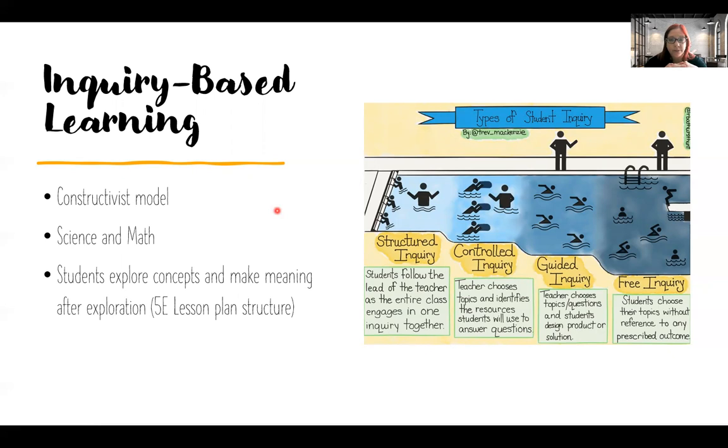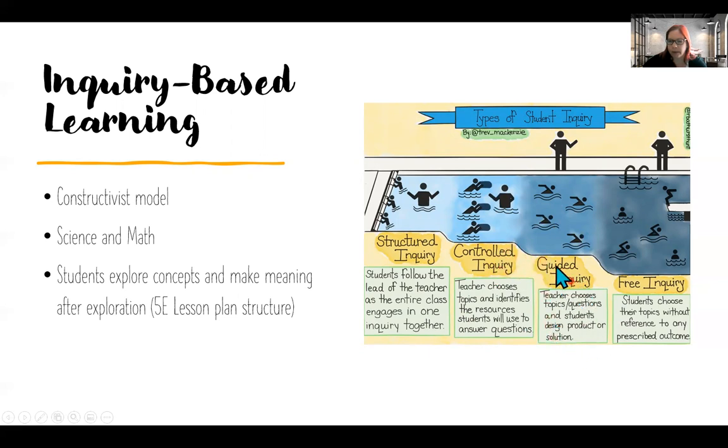Now, there are different levels of student inquiry. And the first one is structured inquiry. This is really where the students follow the lead of the teacher and you do this all together. In my math example, that was more of a controlled inquiry. I chose the topic, I identified resources that they can use, and then I let them kind of figure out how they're going to do it. Now, in guided inquiry, the teacher chooses the topic and the students might design a solution or a product.